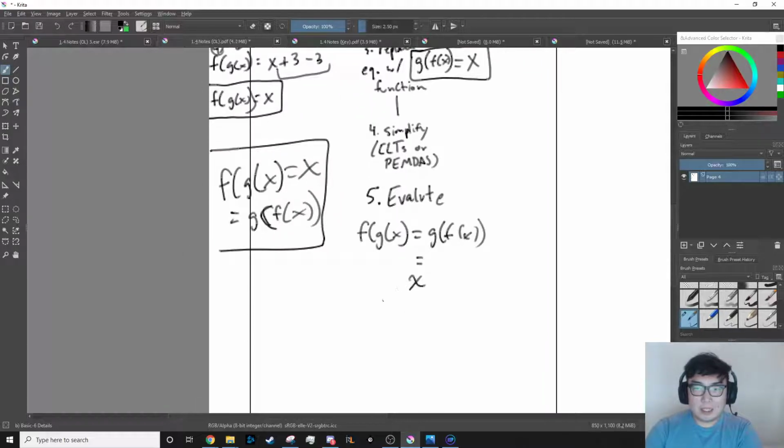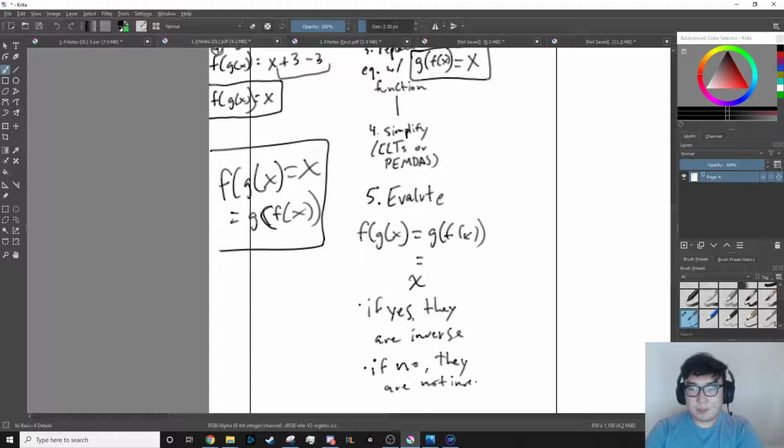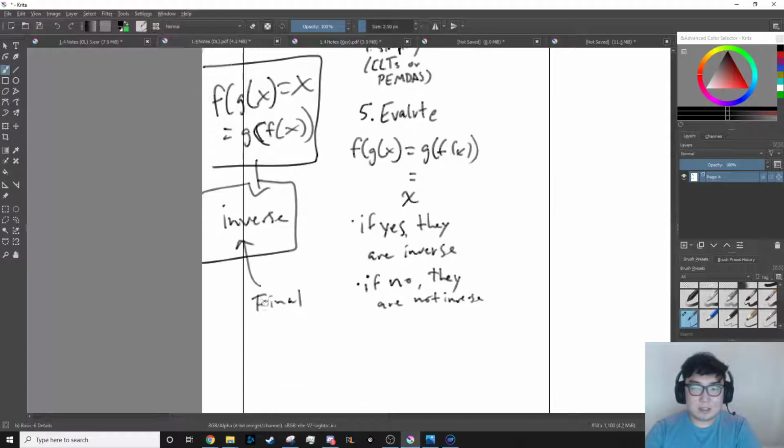So I can say, if yes, they are inverse. If no, they are not inverse. So with this conclusion, we can say it is inverse. And this is the final answer right here. This is the final answer.